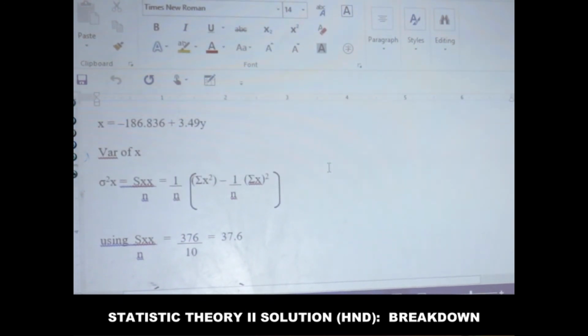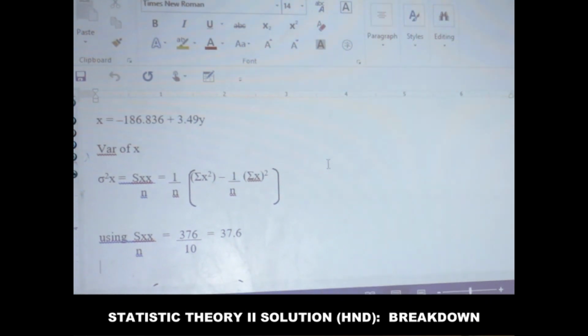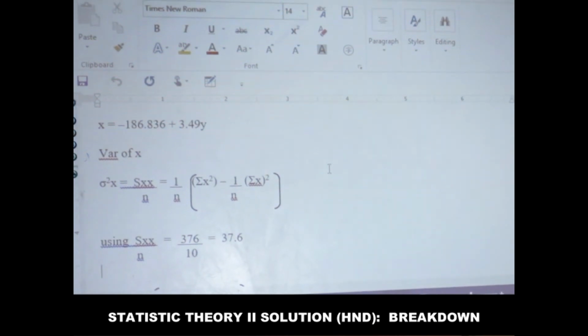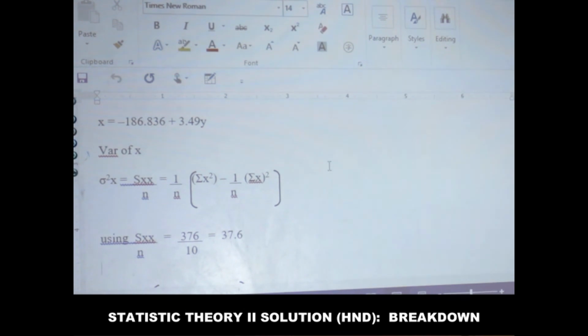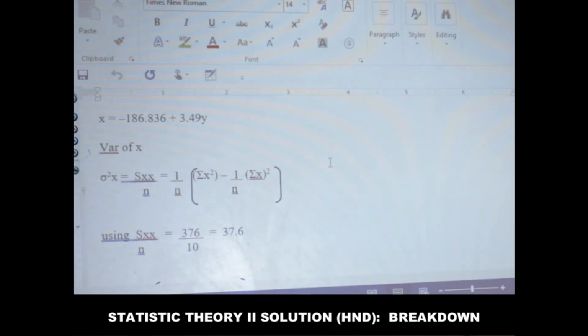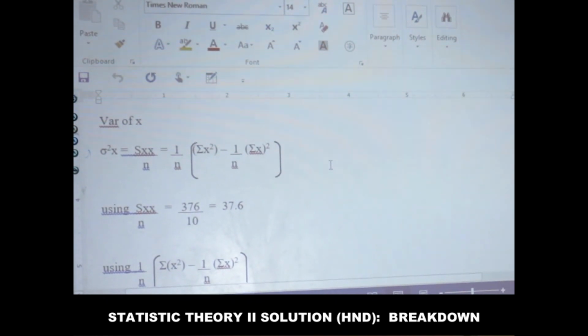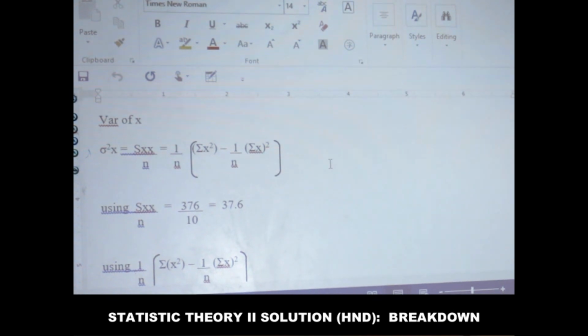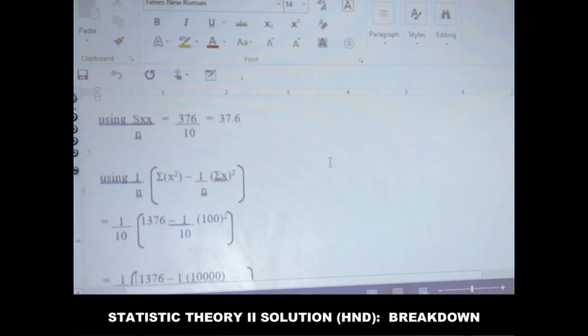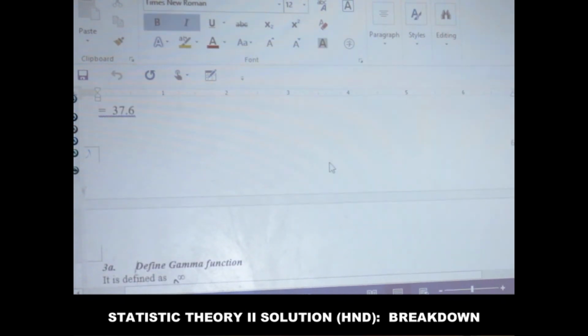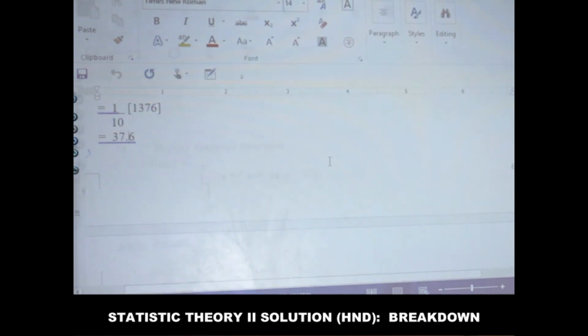We want to look for the variance of x. This is sigma squared x equals Sxx over n, which can also be given as 1 over n into a square bracket. Put it inside another bracket. You have summation x squared close the bracket minus 1 over n summation x close the bracket all squared. Or we can go straight and use Sxx over n, which is 376 divided by 10, which will give us 37.6. And you see, if we should use the second formula, it will give us the same thing.